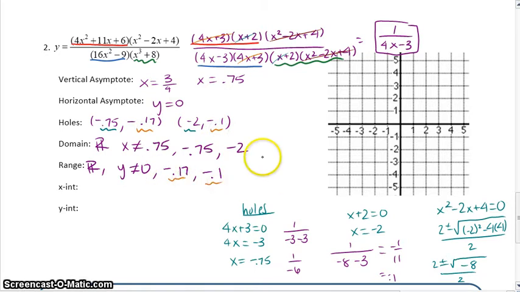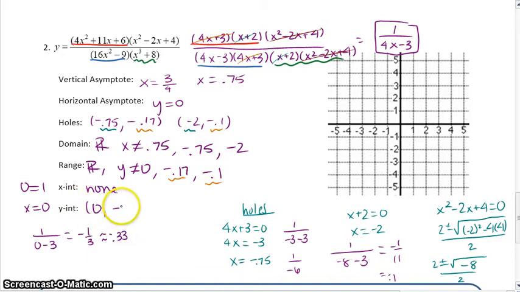y also can't be negative 0.17 or negative 0.1, coming from the y coordinates for our holes. Then to find our x-intercept, just like before, we set our numerator equal to 0. When we do that, we get 0 equals 1, so that means we don't have any x-intercepts. And then to find our y-intercept, we set x equal to 0. So that gives us 1 over 4 times 0 minus 3, which is negative 1/3, roughly negative 0.33. So that would give us the point 0, comma, negative 0.33.